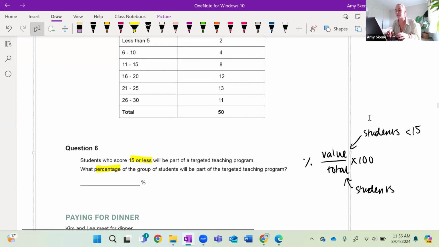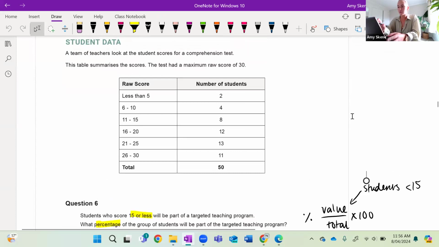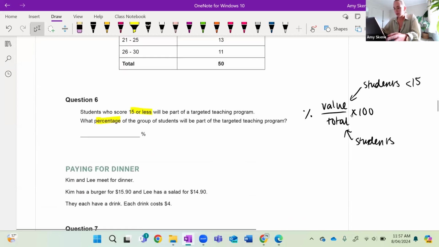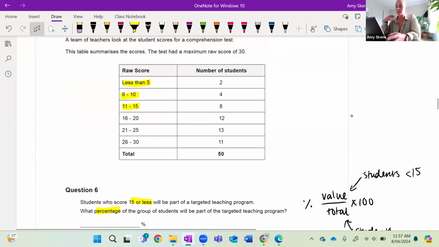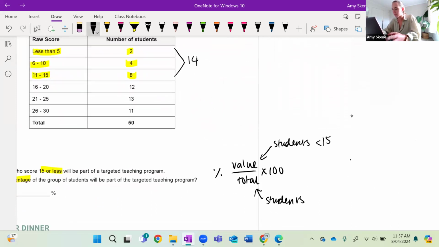Now we're going to go up and see who scores 15 or less. Okay, so 15 or less. Raw score, we're going to look at less than 5, 6 to 10, and here 11 to 15. Who score 15 or less, so it's 15 inclusive, which is good. We don't have to discount anything. So we just add the number of students, 2 plus 4 plus 8. Now that is going to give us 14. So our value for the students under 15 as a score is 14.